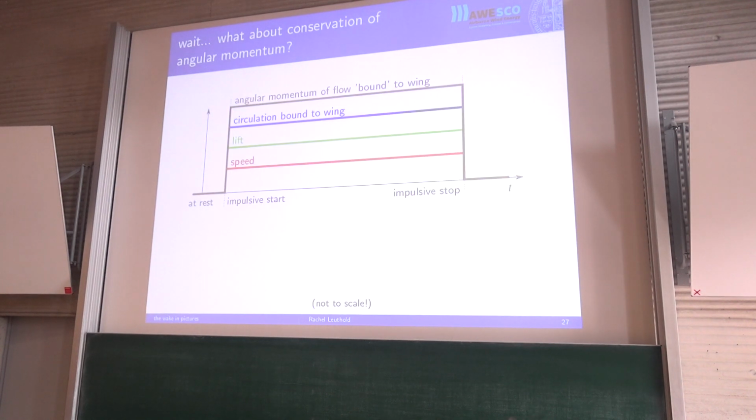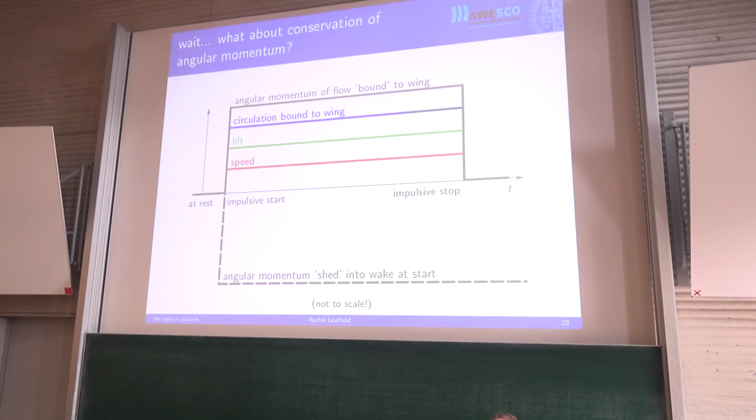We said that at some certain point in time, when we had the impulsive start, we need to release angular momentum into the flow in order to compensate for the angular momentum that's been won by the fluid immediately around the wing. Now we can see that the sum of this angular momentum and this angular momentum sums again to 0, which is what we had initially.